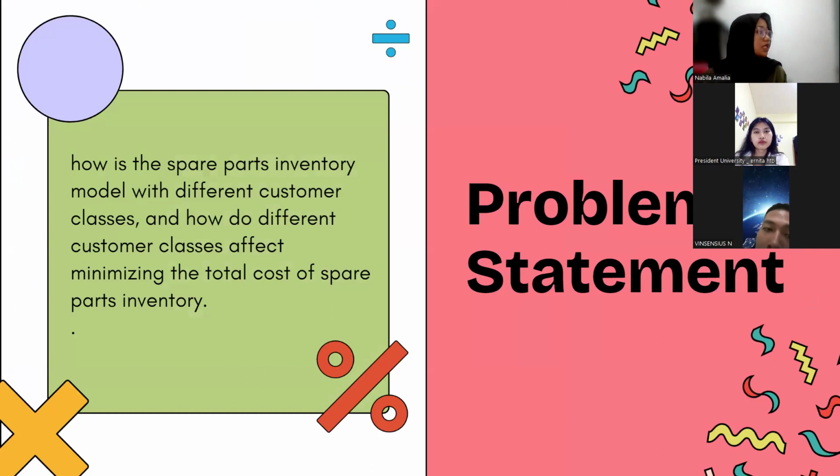So I will continue to present. Problem statement: how is the spare parts inventory model with different customer classes, and how do different customer classes affect minimizing the total cost of spare parts inventory?